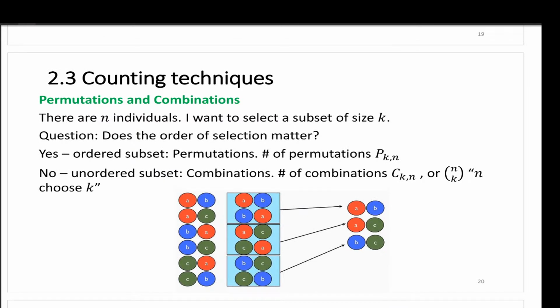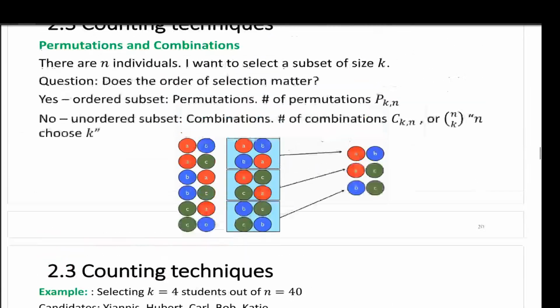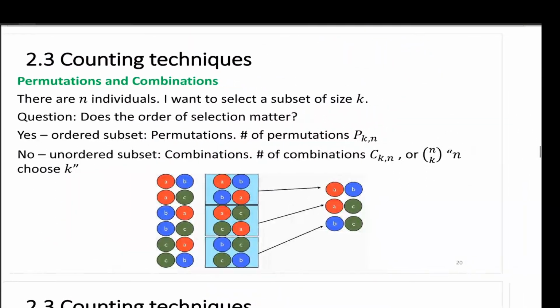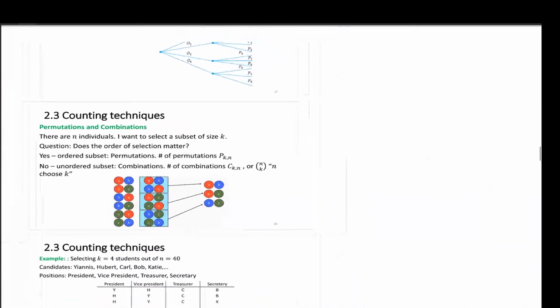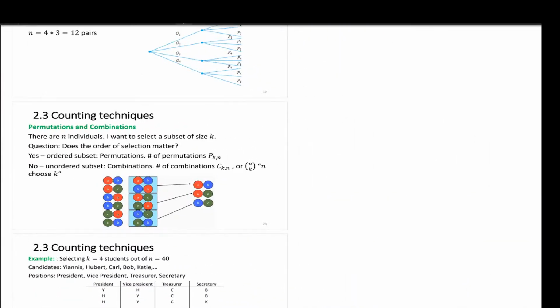Permutation and combination. Let's see, I think I want to go over these a little more in depth than what we have here. So permutation is a number of ordered ways to arrange objects. So permutation is an ordered arrangement of objects.